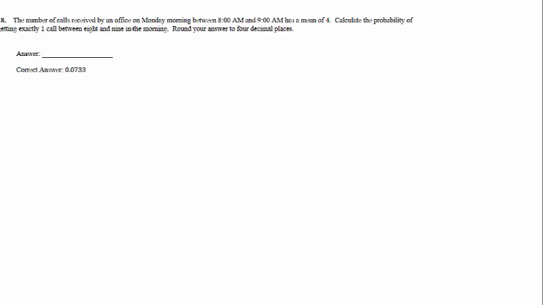Finally, we have number 18. The number of calls received by an office on Monday morning has a mean of 4. Calculate the probability of getting exactly one call between 8 and 9. Round your answer to four decimal places. All right, so this is a Poisson distribution. You're trying to figure out what are the odds of this happening when you know what the mean is. With the Poisson distribution, lambda is equal to the mean, okay? And our x is going to be equal to that one call.